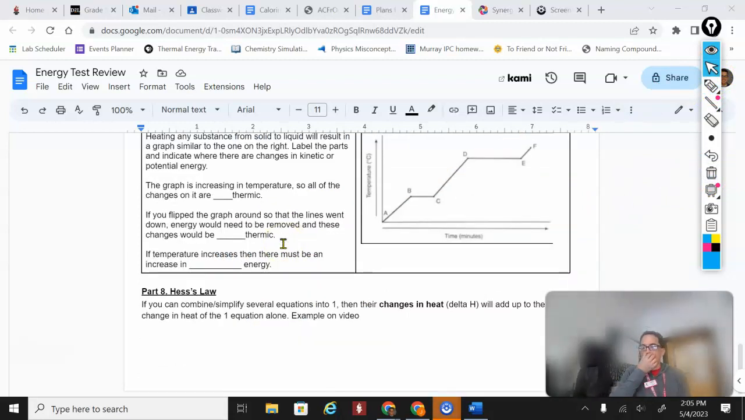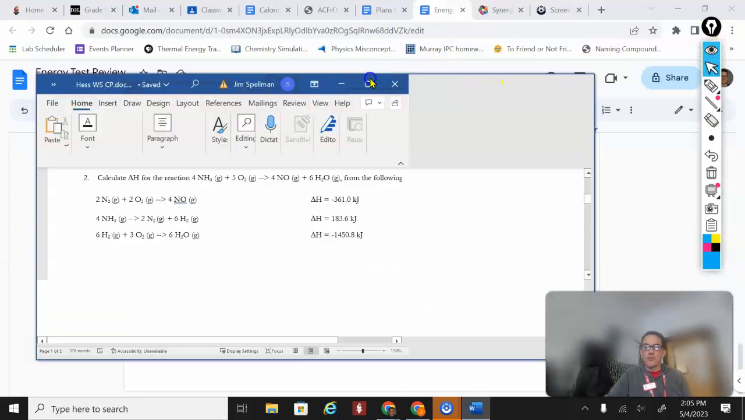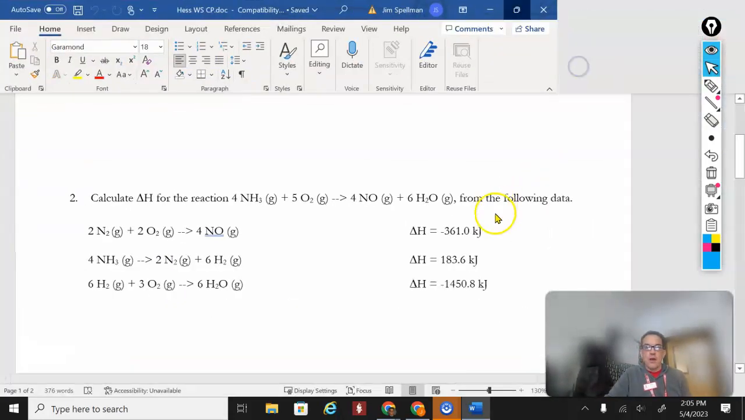The last part, Hess's law, just in summary, we'll try to keep it nice and short, and I'll do an example. Hess's law says if we can combine or simplify several equations into one, then the changes in heat of all of those equations that we combined should add up to the change in heat of the original, or the equation that we're trying to figure out.